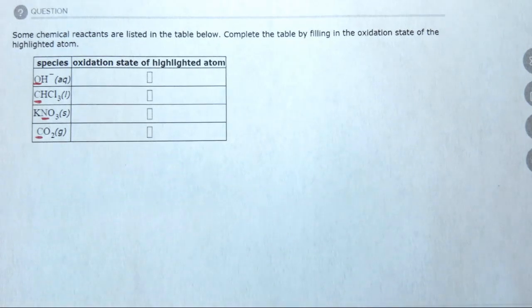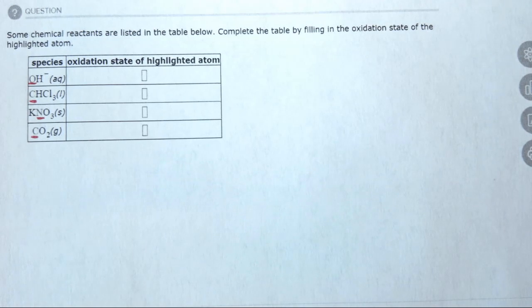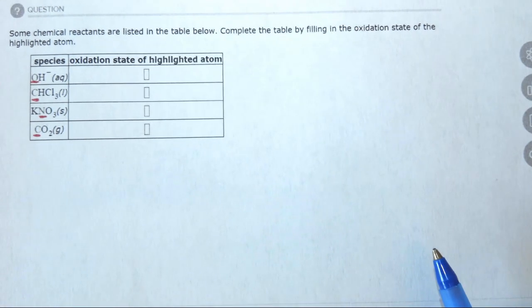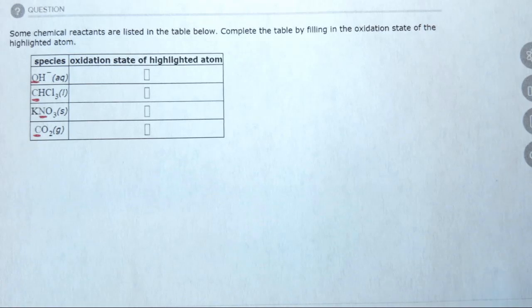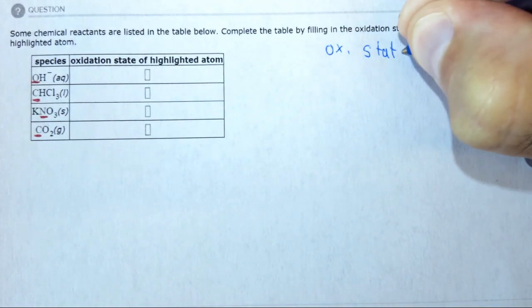In this question, we're asked to identify the oxidation state of the red atoms. Here I underlined them in red so we could see which ones we were talking about. Before we do this, I want to give you some general rules for oxidation states. There are exceptions to many of these rules. However, these are general rules for oxidation states.